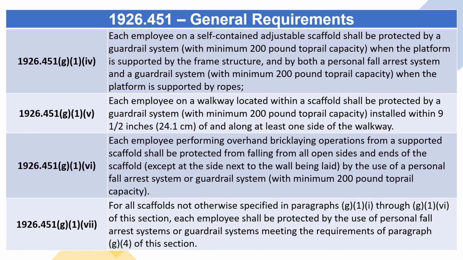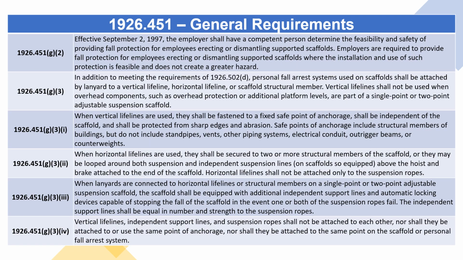For all scaffolds not otherwise specified in paragraphs G1(i) through G1(vi) of this section, each employee shall be protected by the use of personal fall arrest systems or guardrail systems meeting the requirements of paragraph G4 of this section. 1926.451 G2. Effective September 2, 1997, the employer shall have a competent person determine the feasibility and safety of providing fall protection for employees erecting or dismantling supported scaffolds. Employers are required to provide fall protection for employees erecting or dismantling supported scaffolds where the installation and use of such protection is feasible and does not create a greater hazard.